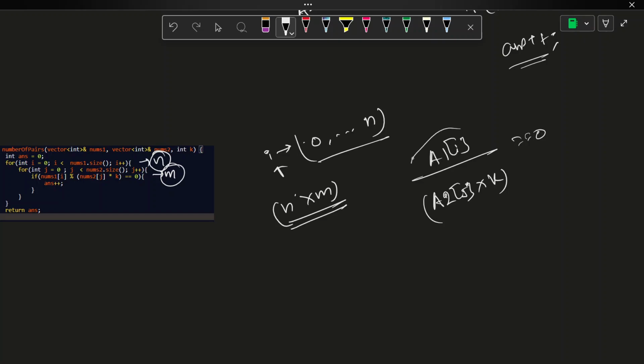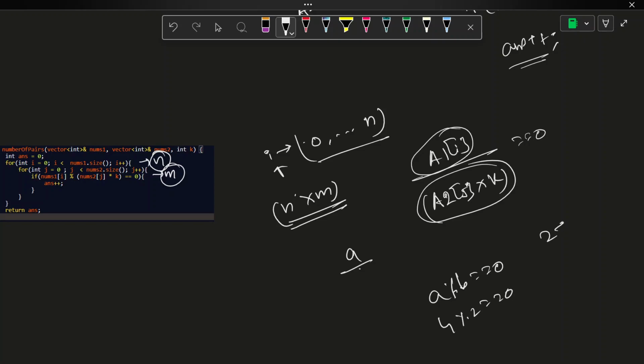If this has to be divisible, it means a modulo b is equal to 0, like 4 modulo 2 is equal to 0. So 2 is a factor of 4. What are the factors of 4? What are the possible numbers that divide 4? One is 1, one is 2, another is 4. So if I get any number among 1, 2 or 4, it will give remainder 0 with 4, meaning it will be divisible.